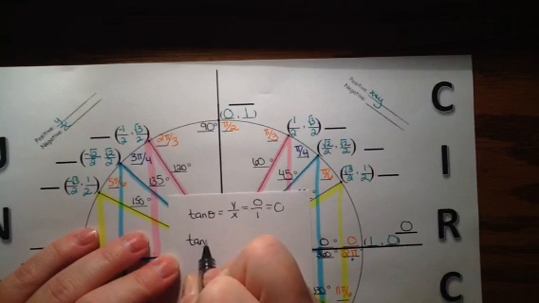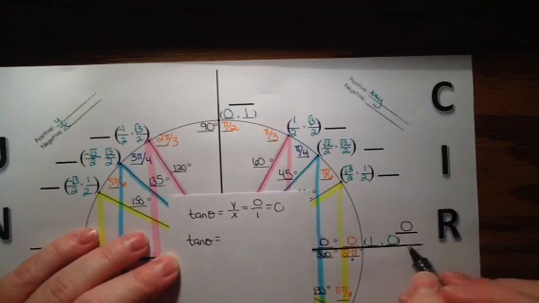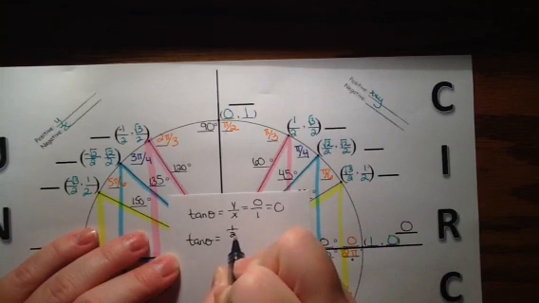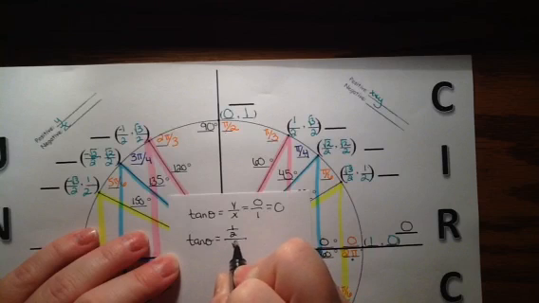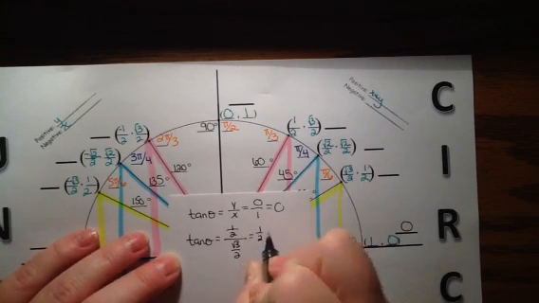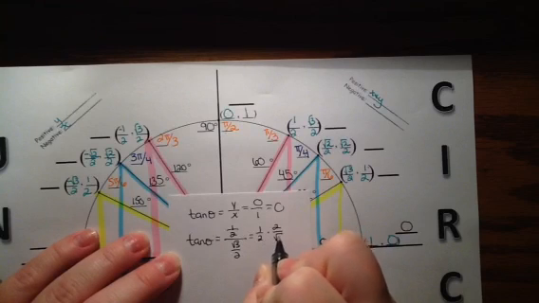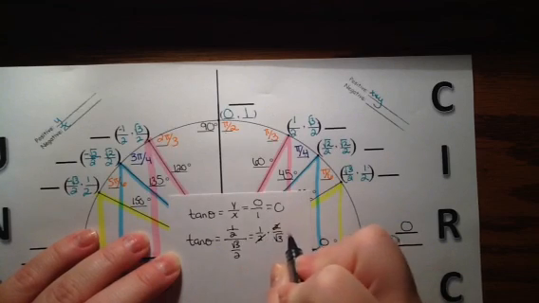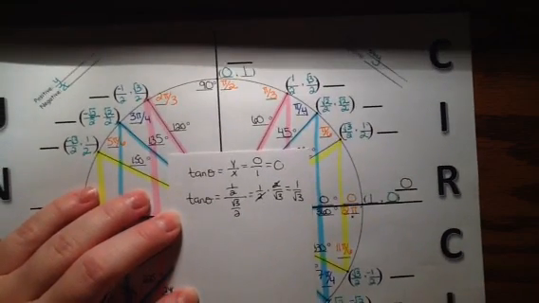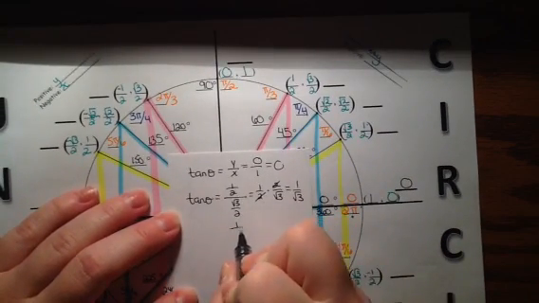So tangent of theta, again, is equal to y over x. So I'm going to take the y piece of the ordered pair, which is 1/2, divided by root 3 over 2, which is the same thing as 1/2 times 2 over root 3. And the 2's cancel out, so you get 1 over root 3. But we would never, ever, ever leave our answer like that.